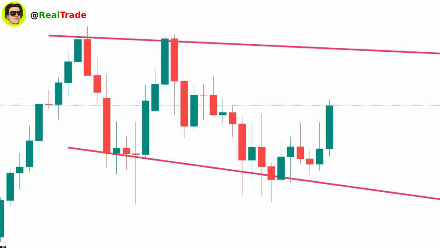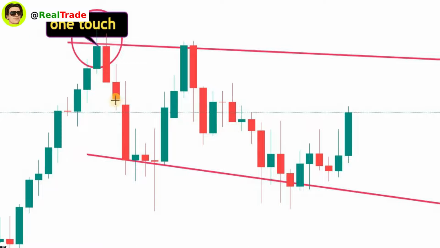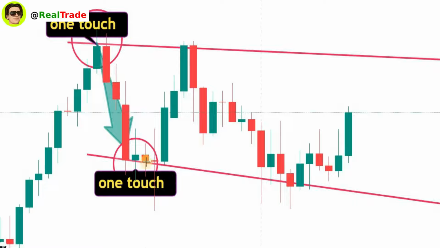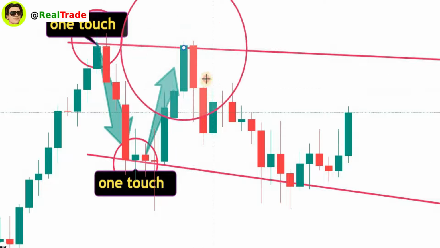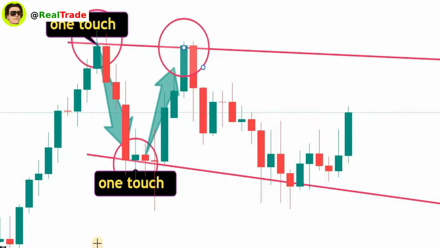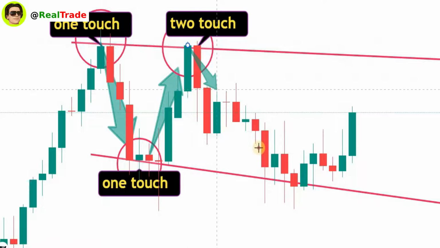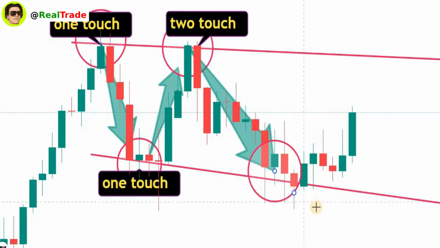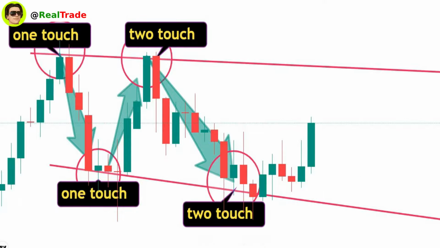This example is down channel. One touch, back price, one touch floor, one touch floor, one touch up, two touch up, this area, this candle, red candle, green candle, two touch, back price, sell, this area, have a two touch floor.